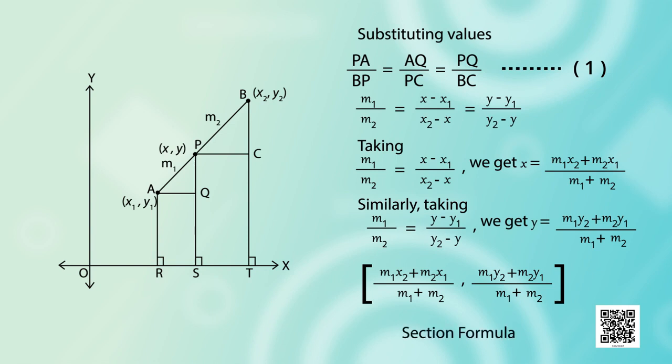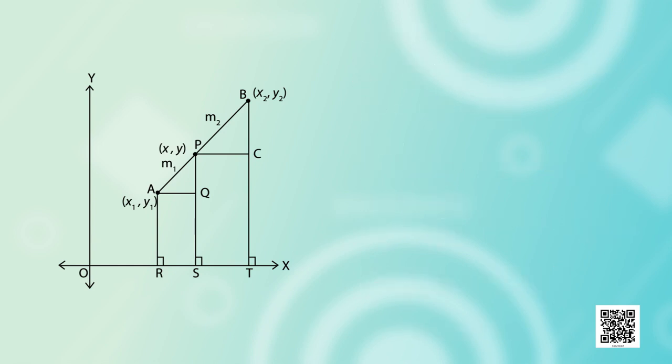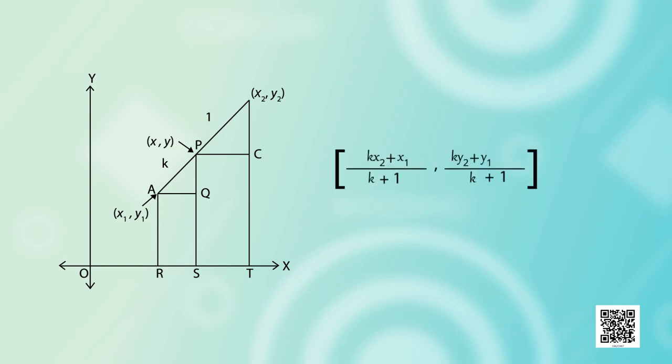This can also be derived by drawing perpendiculars from A, P and B on the y-axis. Suppose we take the ratio in which P divides AB as k is to 1, then the coordinates will be (kx2 plus x1 upon k plus 1, ky2 plus y1 upon k plus 1). Children, we use this formula to find the ratio in which a point divides a given line segment while doing questions.